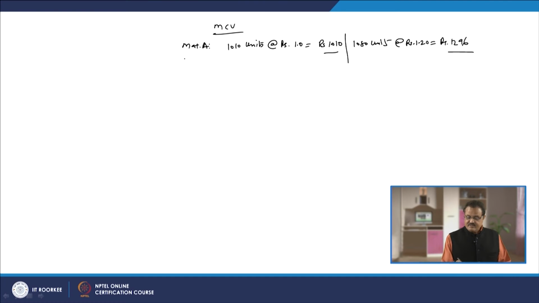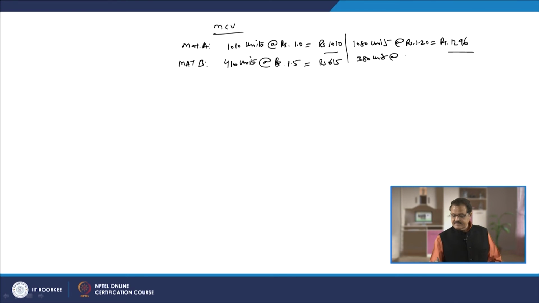Then we calculate the standard cost for material B. 410 units at the rate of 1.5 per unit works out as rupees 615. The actual is 380 units at the rate of 1.8, so the total actual cost is 684.